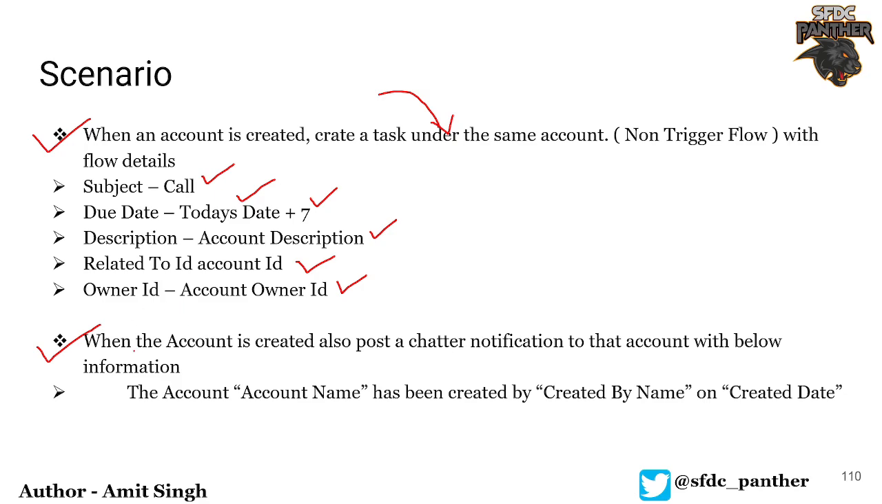The other scenario is whenever an account is created, we need to post a Chatter notification under that particular account itself. This is the detail we need to say: the name of the account has been created by the name of the owner who has created it, and on the created date. This is the message we need to post as the account Chatter notification.